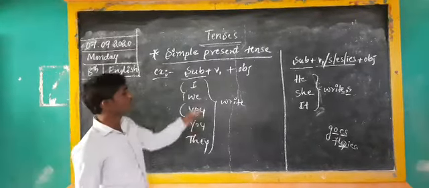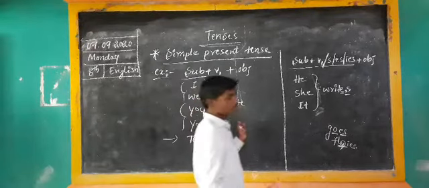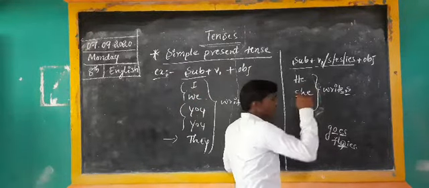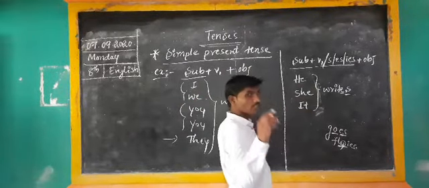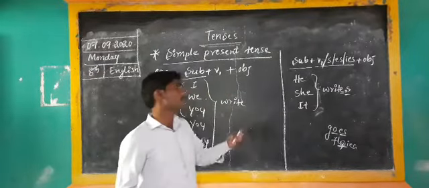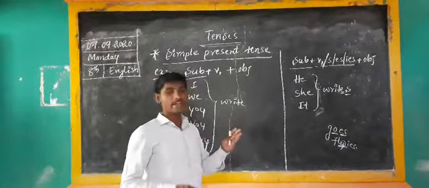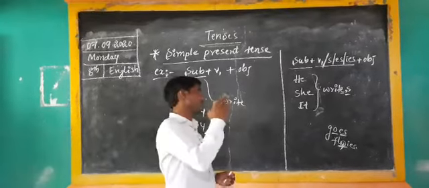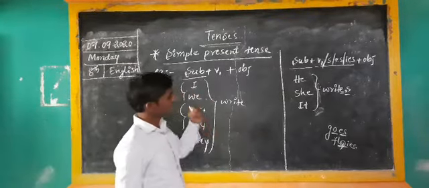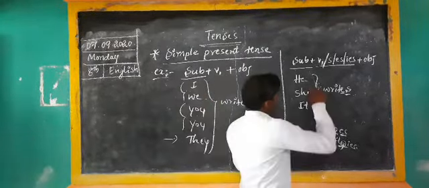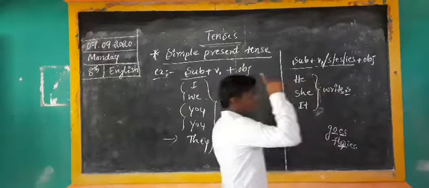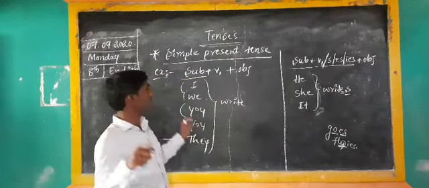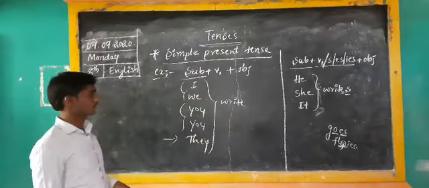In this manner, which are considered as third person singulars? He, she, it. These are all considered as third person singulars. When we write a correct English sentence in English grammar, you can use s, es, ies with the main verb. That is considered as simple present tense.